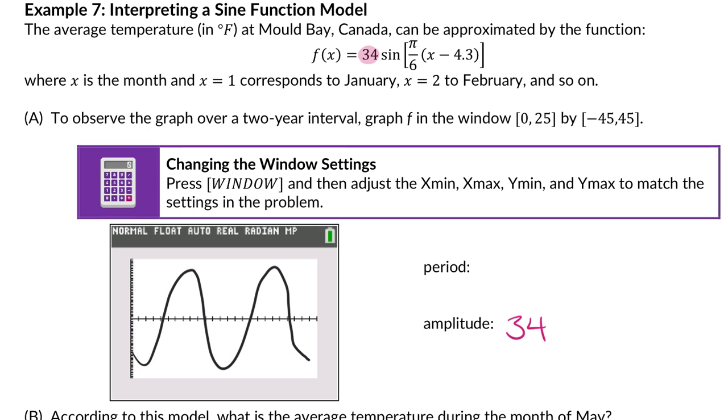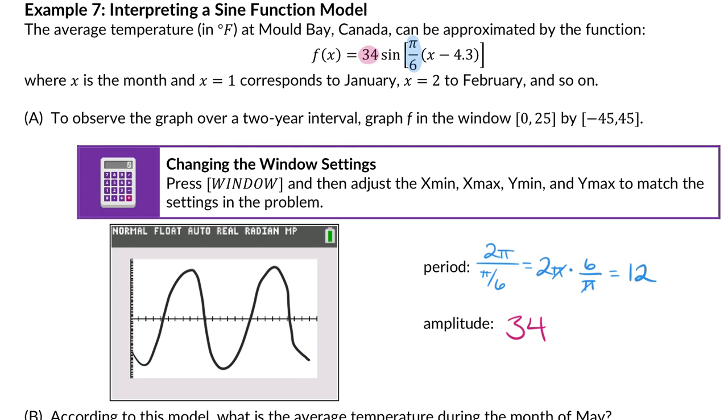We need to take the number that's multiplied on the inside. That's pi over 6. And we're going to fill in our formula for period, which is 2 pi over b, pi over 6. Yuck. We're dividing by a fraction. What's the rule? Keep, change, flip. Amazing. Keep, change, flip. So the pi's cancel out, it would be 2 times 6.